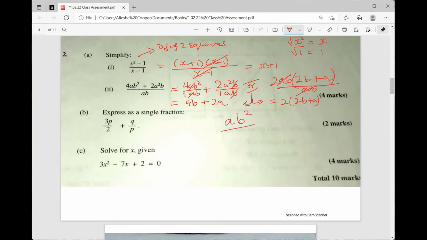ab squared divided by ab is how much? No. I'm talking about the first term has ab squared. The second term has a squared b. They only have one denominator, which is ab. No, we don't have one denominator. That is our LCM. So I can break up my terms for each numerator.